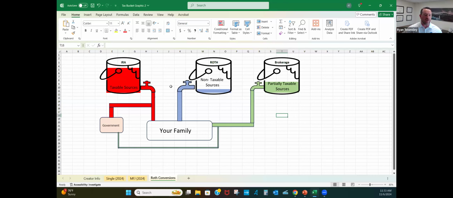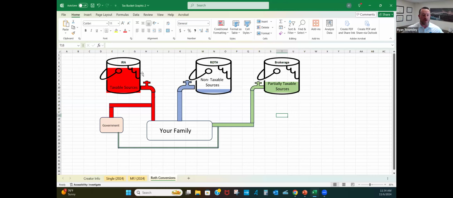So with the ability to create this tax diversity, you have the choice as the advisor to help the client decide how much from each faucet we're going to turn on, right? If we used all of this faucet to achieve their income, then they'd be in whatever tax bracket they're going to be in for that amount of income.